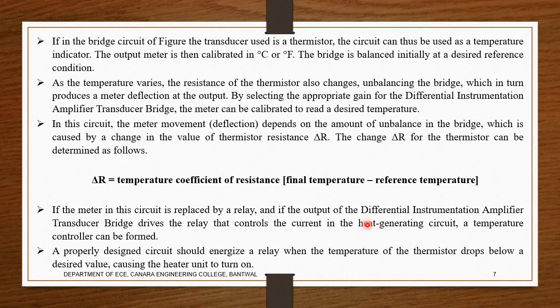A properly designed circuit should energize a relay when the temperature of the thermistor drops below a desired value, causing the heater unit to turn on. So a proper circuit has to be designed to energize the relay, because as the temperature of the thermistor drops below a desired value, we have to make the heater unit turn on.